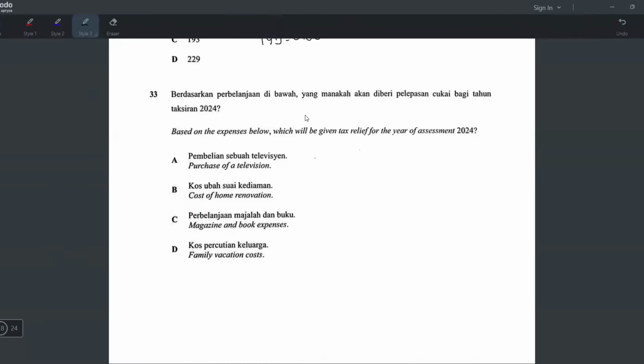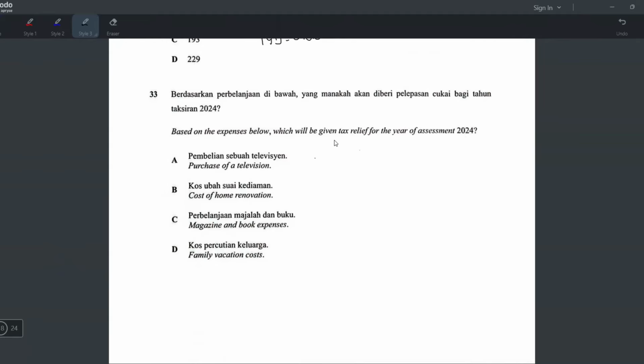Based on the expenses below, which would be given tax relief for the year of assessment 2024. Okay, this one is definitely cukai lah. It's under income tax, right? Okay, usually when they come out income tax, they will ask us to find the income tax, and then we have to do the 4-step.